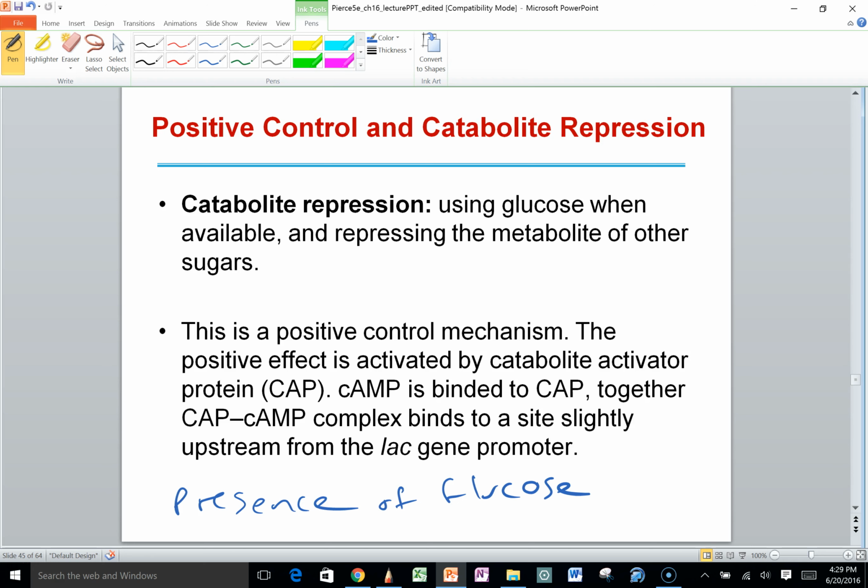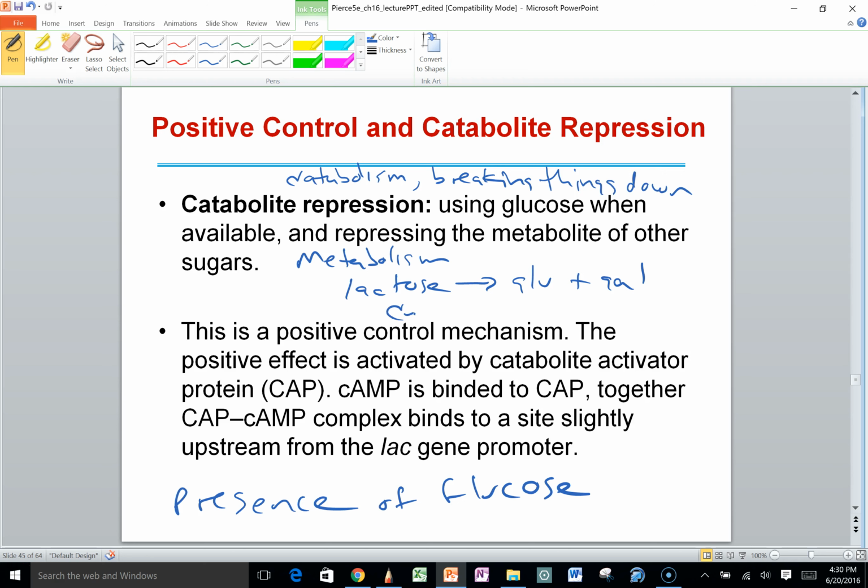What that means is, metabolism is all these biochemical pathways in cells. Lactose metabolism is breaking lactose down into glucose plus galactose. And metabolism, you have catabolism, which is breaking things down. So this metabolic pathway is a catabolic pathway. And just to remind you, the other type of pathway is anabolic. If we're building something up, it's called anabolic. Those are the two types of metabolism: anabolic metabolism and catabolic metabolism. So glucose is a catabolite. It's the result of a catabolic pathway.